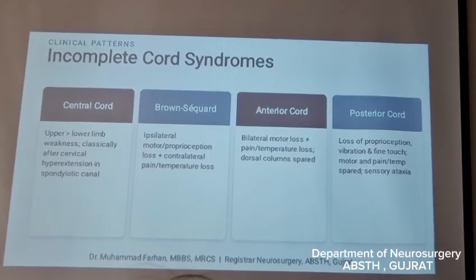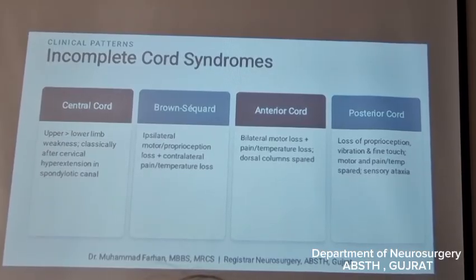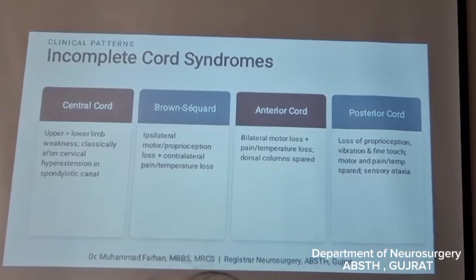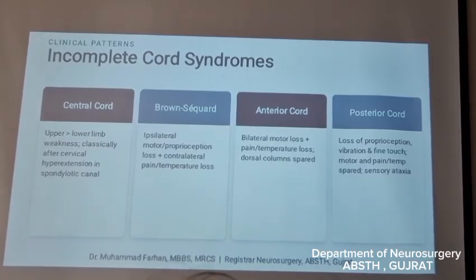Then we have the anterior cord, in which the anterior part of the spinal cord is usually affected, and bilateral motor loss associated with pain or temperature loss can also occur, but usually the dorsal column or the proprioception senses are preserved. Then we have the posterior cord, in which there is loss of the proprioception, as the posterior column of the spinal cord is usually involved. Pain and temperature and fine motor sensations are usually preserved, and the motor power is also preserved in posterior cord.